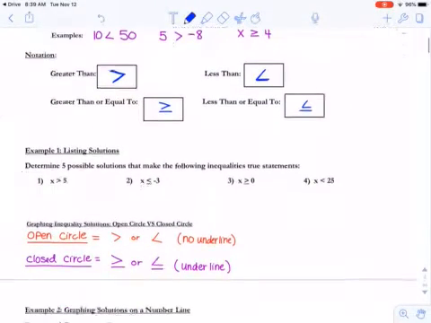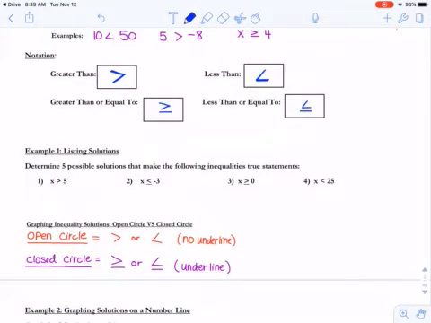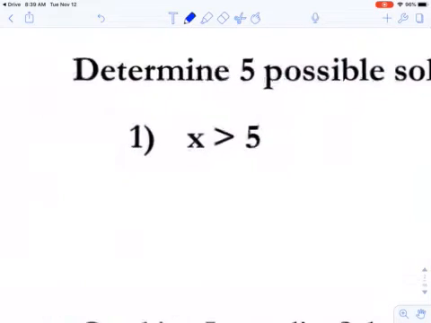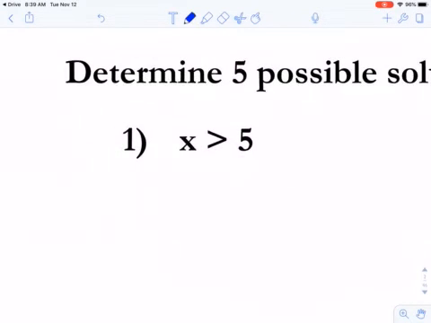So example 1 with inequalities is just listing possible solutions. There are an infinite amount of solutions, but we're going to list 5 of them. So x is greater than 5. Give me some examples of numbers bigger than 5.